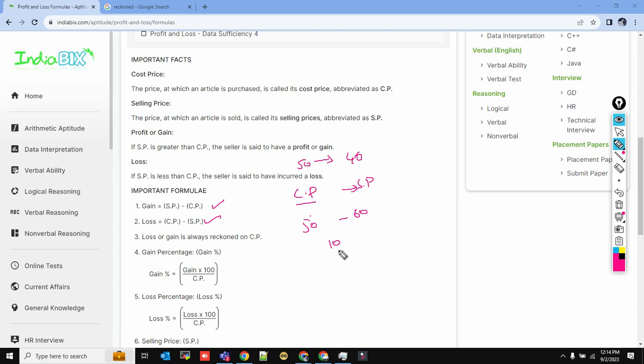And what is the gain percentage? So in 50 rupees, 10 is how much percentage? This is what you have to do. So gain divided by cost price into 100. Similarly, loss percentage will be your loss divided by cost price into 100. So these are important things.